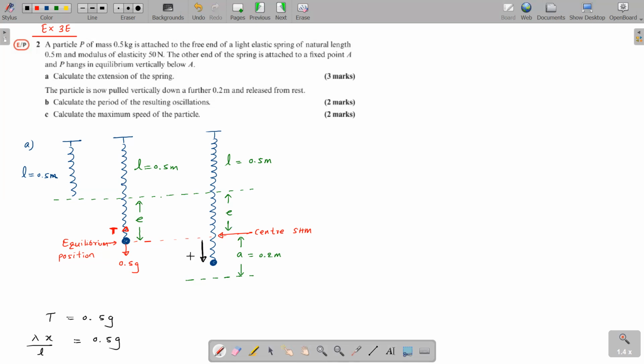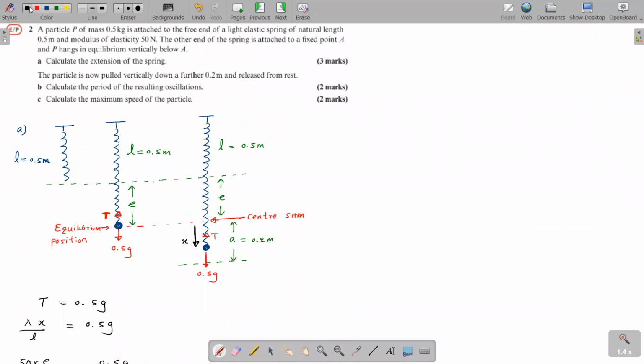Mark all the forces. What are the forces we have at this point? You have the weight, 0.5 g, and you have the tension. So you know what you should do? Apply F equal ma at this general point. Okay, let's get it. Let's apply F equal ma away from the center.